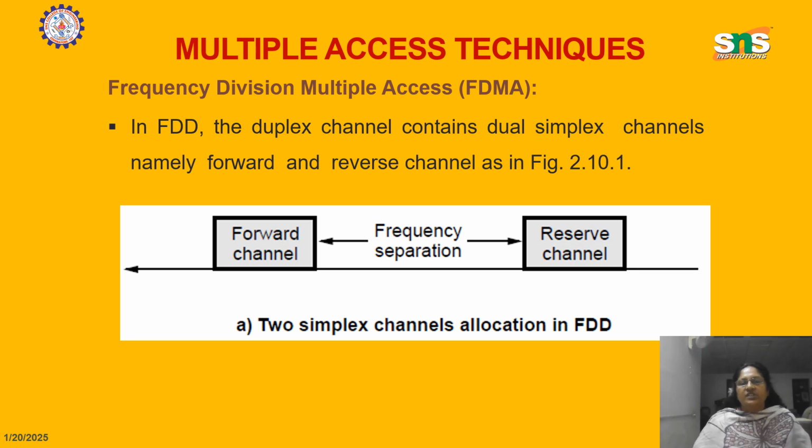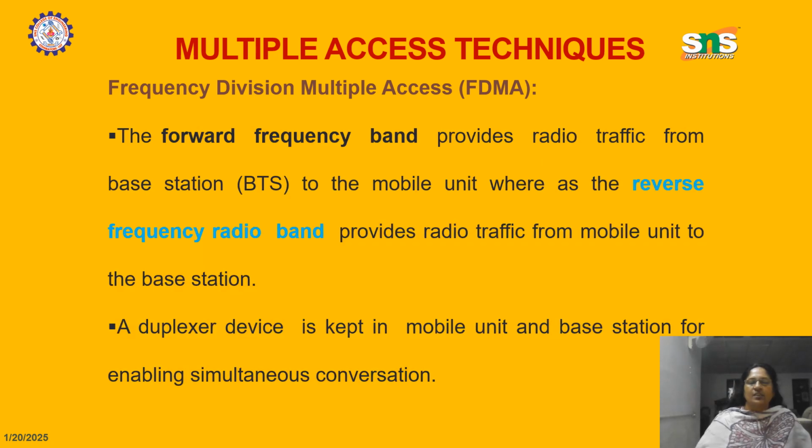In FDD, the duplex channel contains two simplex channels, namely the forward and reverse channel. The forward and the reverse channels are separated by a frequency separation. The forward frequency band provides radio traffic from the base station BTS to the mobile unit, whereas the reverse frequency band provides radio traffic from the mobile unit to the base station. A duplexer device is kept in the mobile unit and base station for enabling simultaneous conversation.